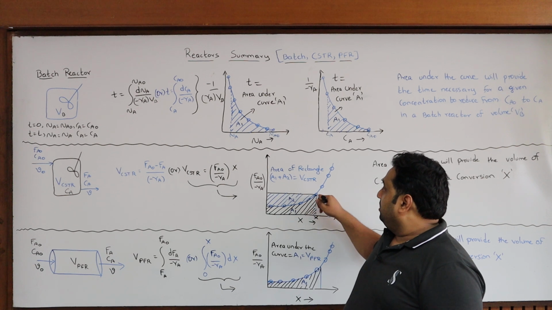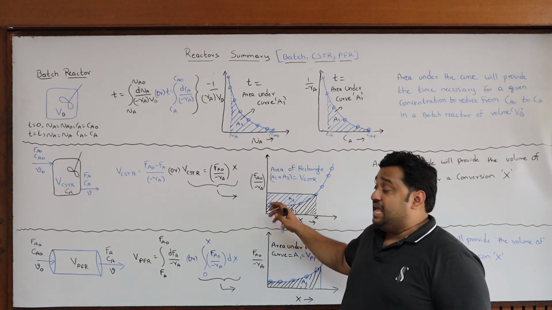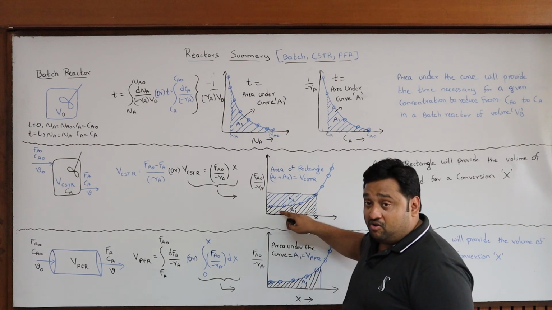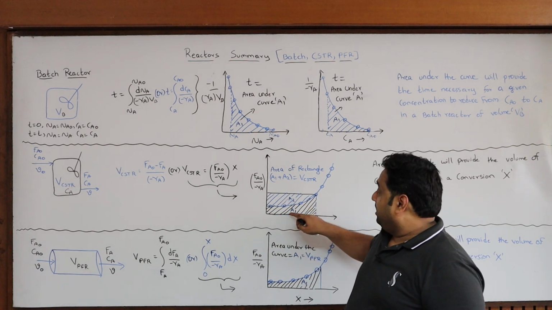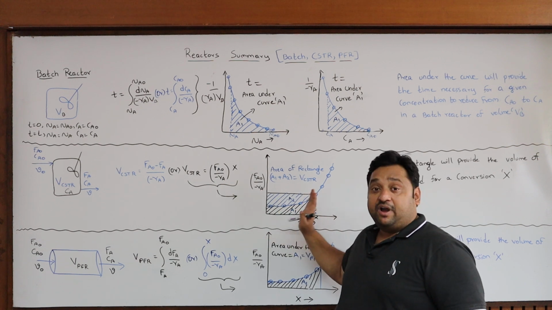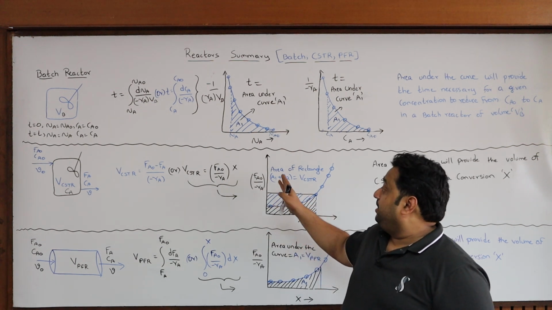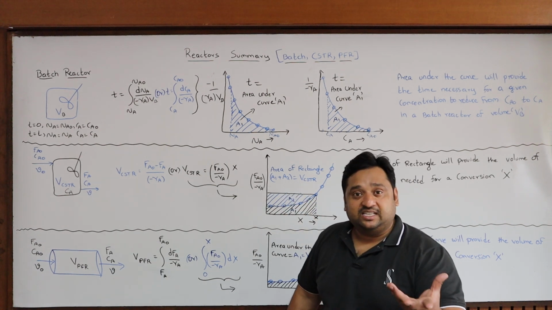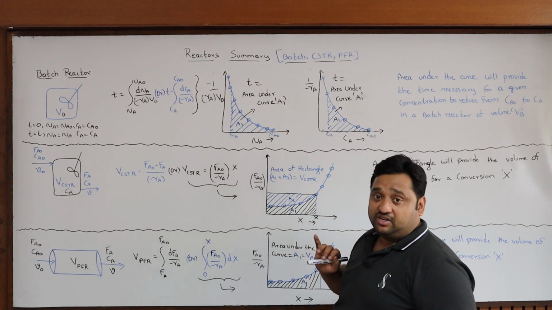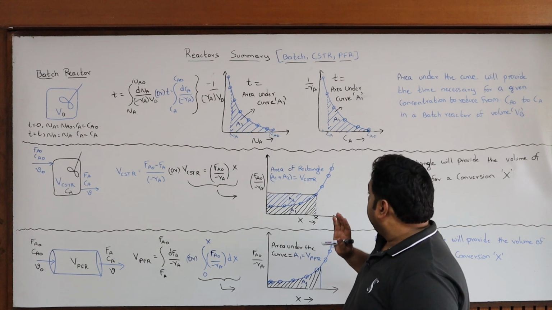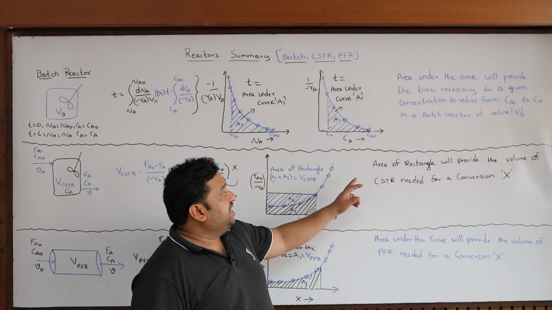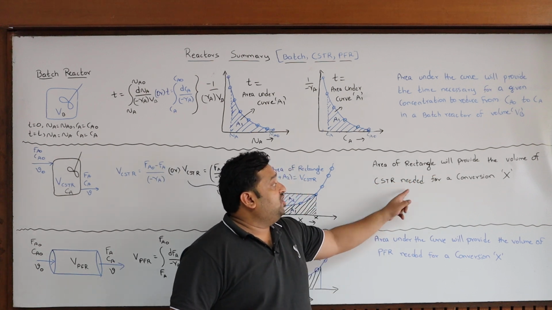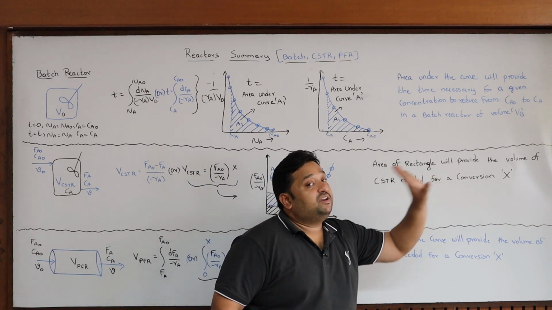Draw a straight line and draw a horizontal line, and the area inside the box, that means the area under the curve and the area above the curve, A1 plus A2. If you find both areas, the area of the rectangle is nothing but the volume of the CSTR required for the given conversion. That is what is written in the statement. The area of the rectangle, this area, will provide the volume of the CSTR needed for a given conversion x.